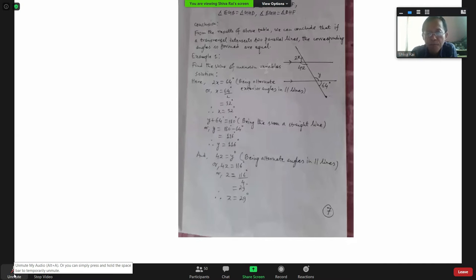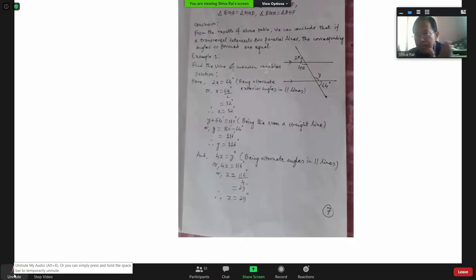In its solution, here twice x equal to 64 degree. How 64 degree? Being alternate exterior angles in parallel lines. This is important. In your book, these angles are not given. Look, exterior angles, they are alternate exterior angles. Both of them, twice x also exterior, 64 also exterior. They are outside of the parallel lines.